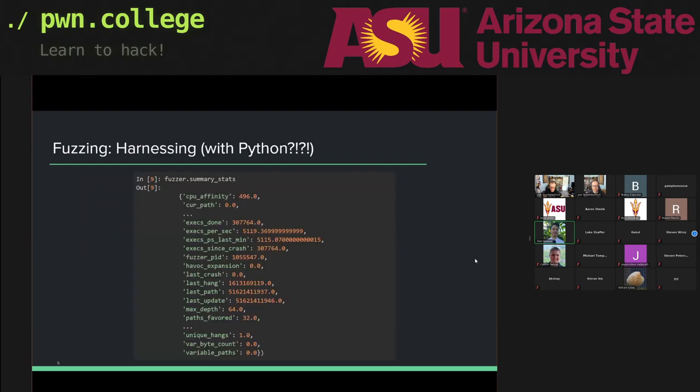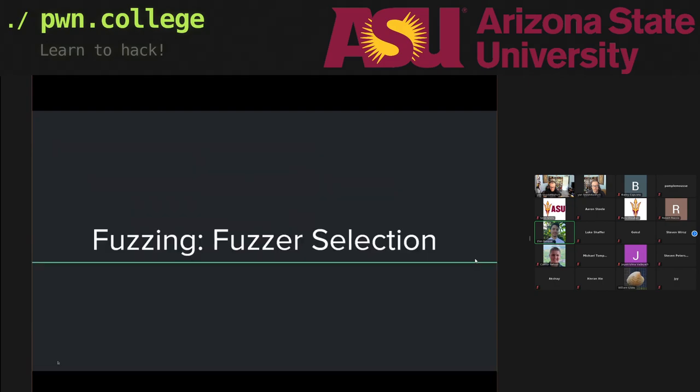This is what the harness looked like with the Python interface, because the Python interface we have supports multi-core. So it's really nice. It's a programmatic way to interface with it. It's pretty awesome. Now I'll pass over the mic to our fuzzer selection section about why we chose HongFuzz and how we ended up there, HongFuzz being our alternative to AFL++.